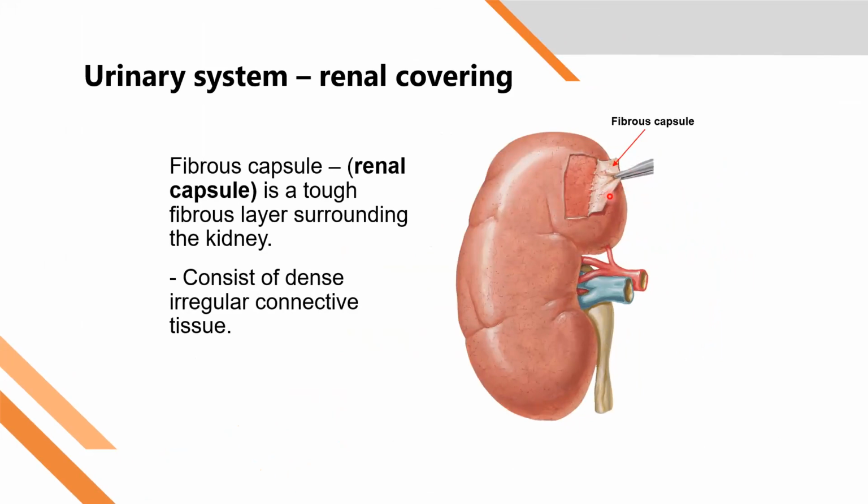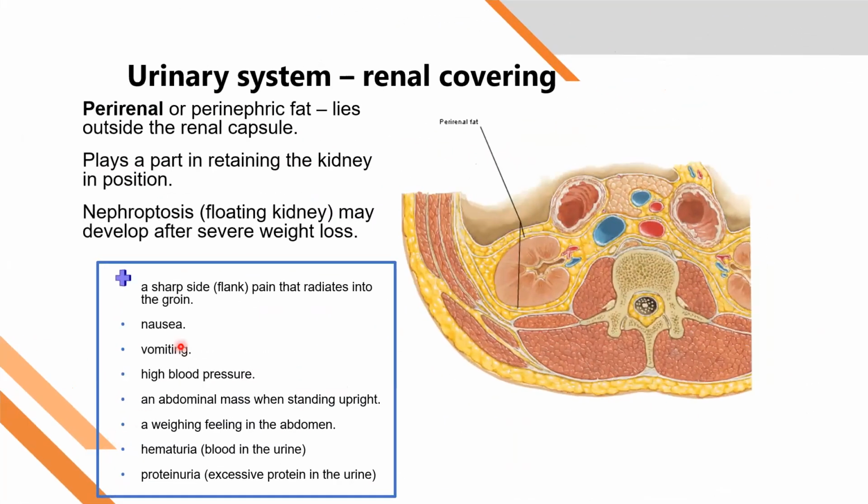The renal covering. The first one is the fibrous capsule. It's a tough fibrous layer surrounding the kidney. It consists of dense, irregular connective tissue. And then outside the fibrous capsule, there is perirenal or perinephric fat, which usually lies outside the renal capsule, and of course, it plays a part in retaining the kidney in its position.